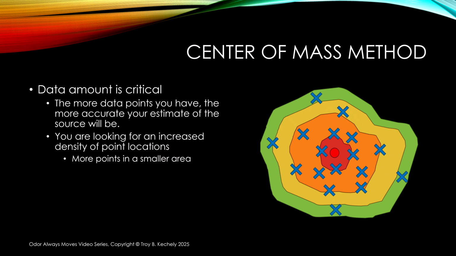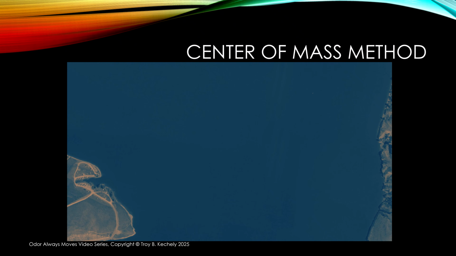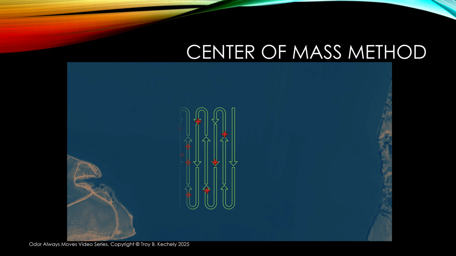Now, the other method that we're going to cover just briefly, just because it's really the most inaccurate, but sometimes it's the only thing you've got, is called the center of mass method. And the amount of data that you collect is critical. So the more data points you have, the more accurate your estimate of the source will be. And you're looking specifically for increased density of point locations. All that means is there's more points in a smaller area. Okay. So let's look at that from our model, in our search pattern.